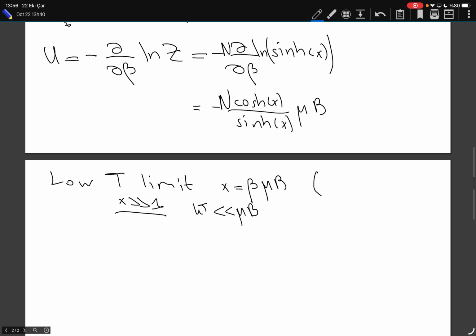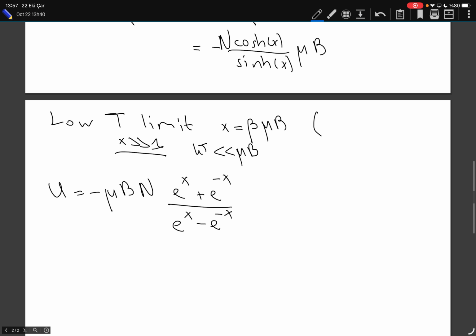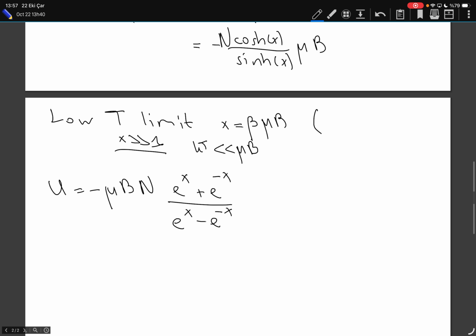Well, let's say when x is very large, now let's look at this. U is equal to minus mu b times n. Well, cosine hyperbolic is e to the power x plus e to the power minus x, divided by sine hyperbolic, which is e to the power x minus e to the power minus x. You see, if x is very large, e to the power x is very large, and e to the power minus x is very small.